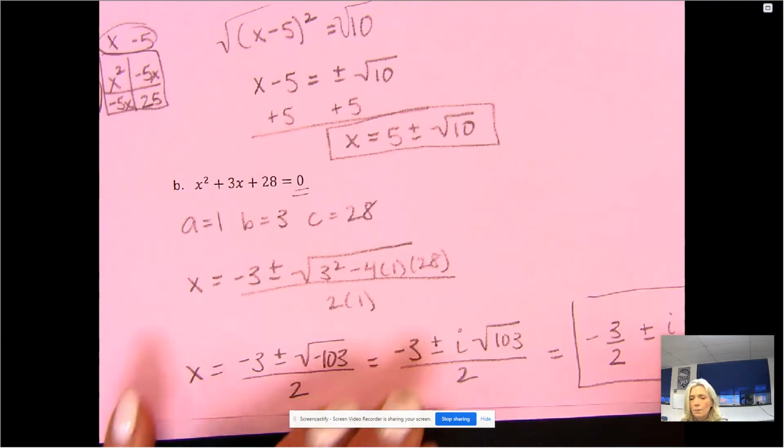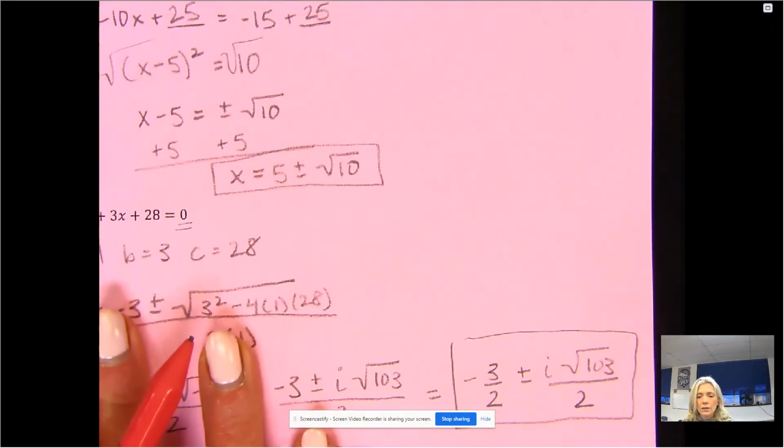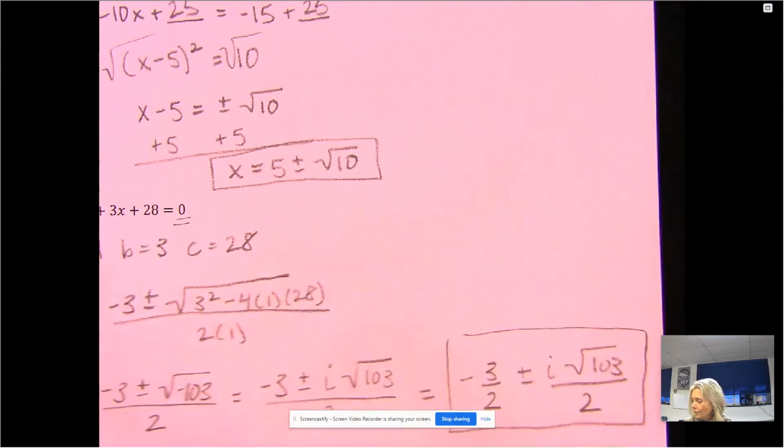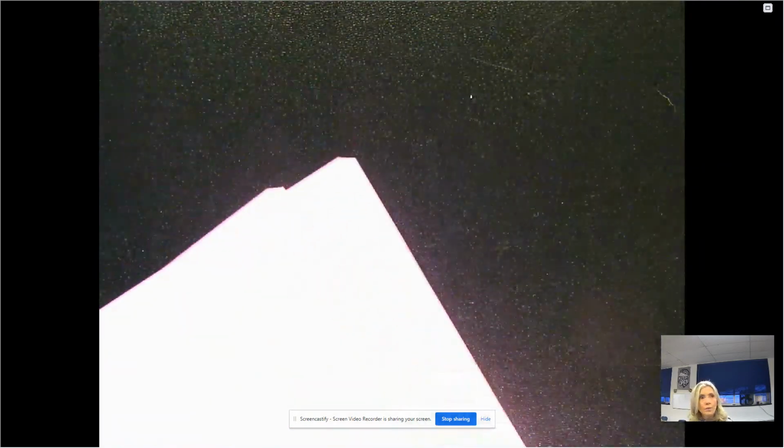And again, your i could be at the end. Just make sure it's not under the radical. So before or after, but not under. Okay, almost finished.